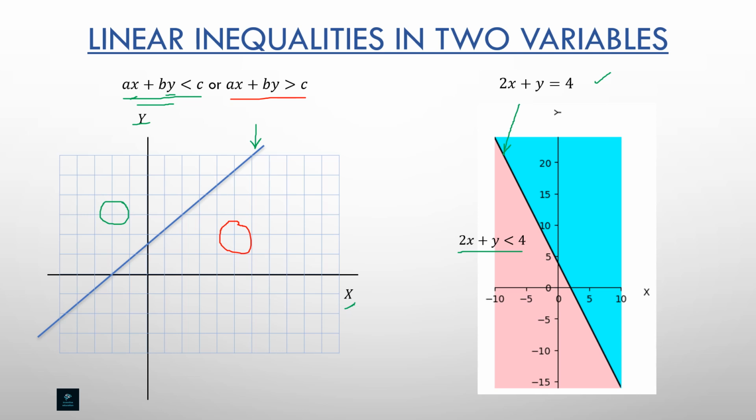Well, we put x and y both as 0, and clearly we see that 0 is less than 4, and since 0 is in the pink shaded region, therefore this pink shaded region is representing the inequality 2x plus y less than 4, and this cyan region is representing the inequality 2x plus y greater than 4.